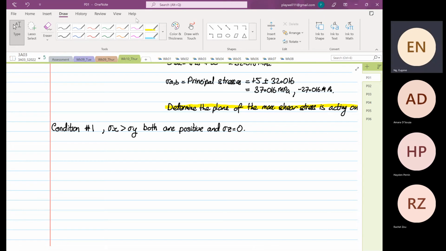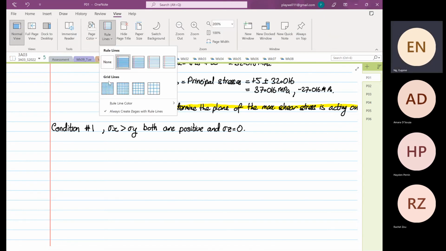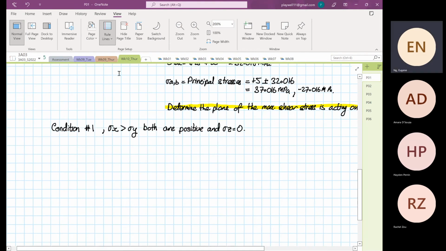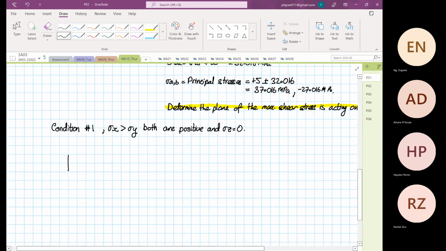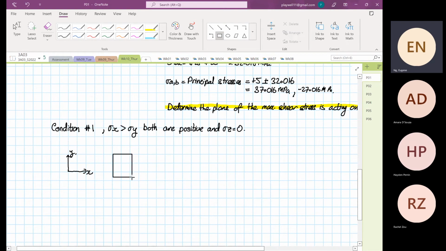So let's say now we draw a 2D element. And we're going to relate to 3D. So this is our X and this is our Y. So we are just going to do 2D Mohr circles. Analyze the structure with the 2D Mohr circle. Okay. So stress X is equal to 60. Stress Y is equal to 30 MPa.